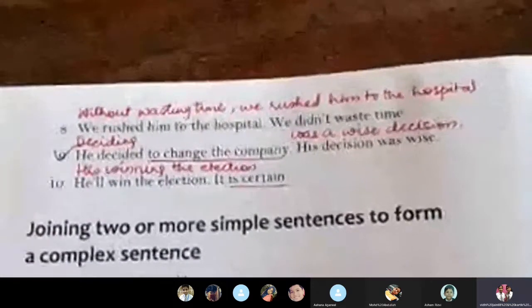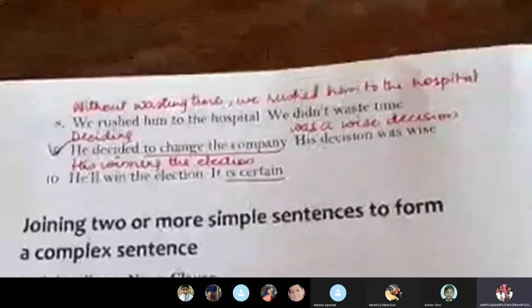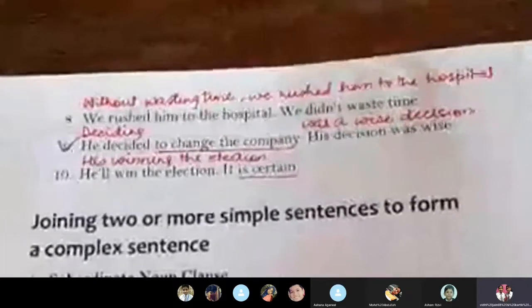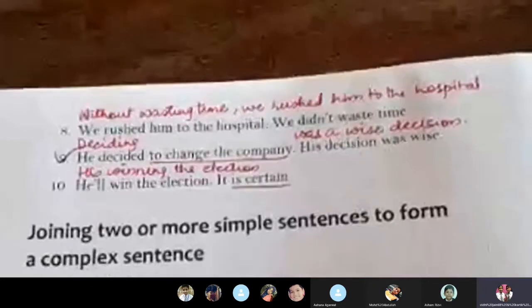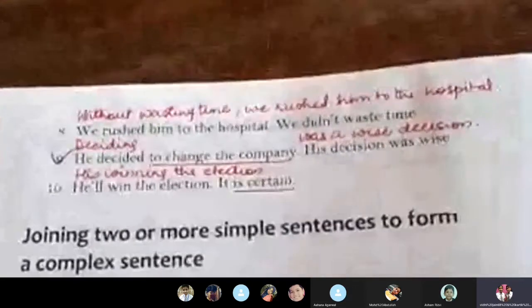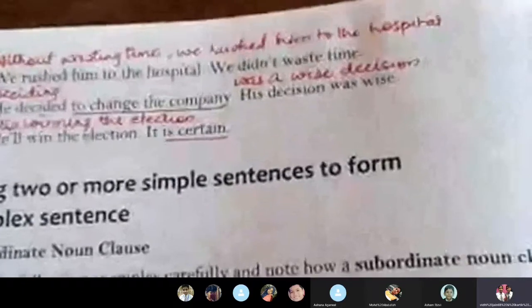Next, number 10: He'll win the election, it is certain. Answer: His winning the elections is certain. Clear? We stop here for today.